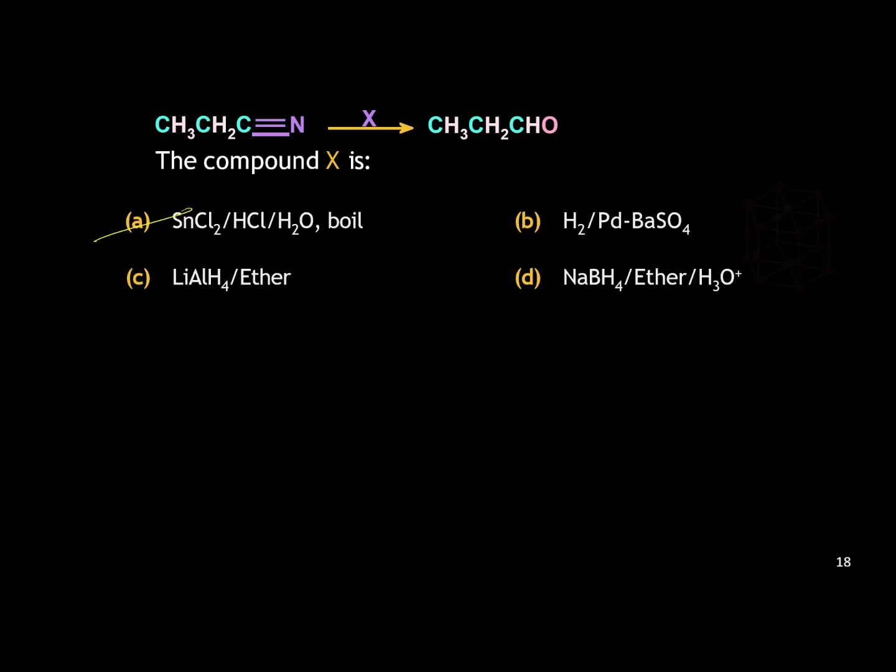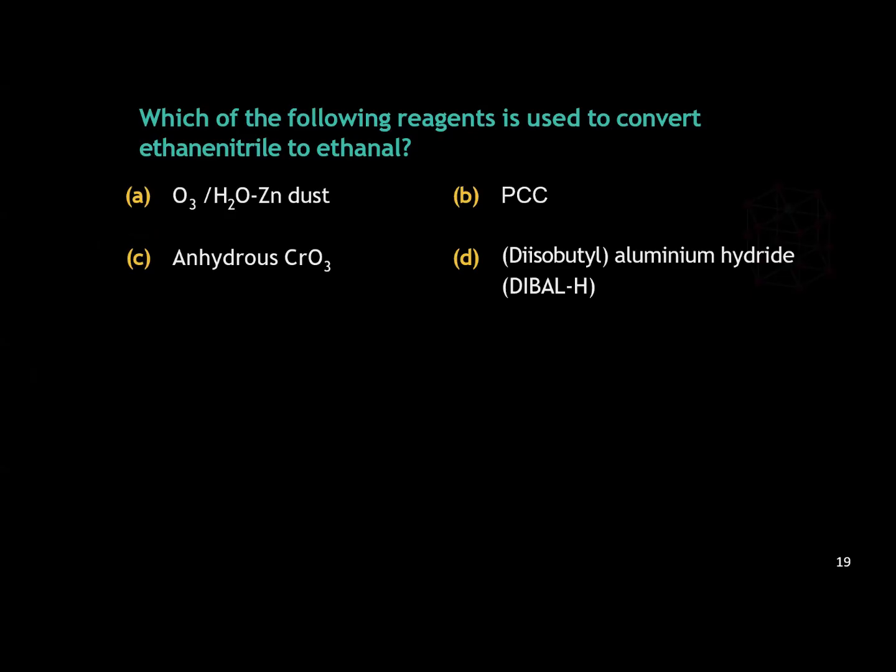Next one. Which of the following reagents is used to convert ethane nitrile to ethanal? Option D. The answer is D. We use the DIBAL-H. What is this reaction called? Stephen reaction. Next one.